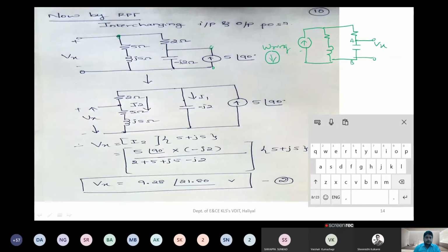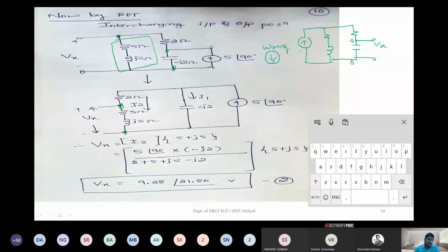So this is how I can write it now. Here you can see, across this branch only we want the voltage. So this branch should be kept as it is. If you take the other point, this 2 ohm again comes in the same branch, because now the current source is connected across this branch. So this 2 ohm you can write here. Then in parallel with that you can write minus J2 and this current source.